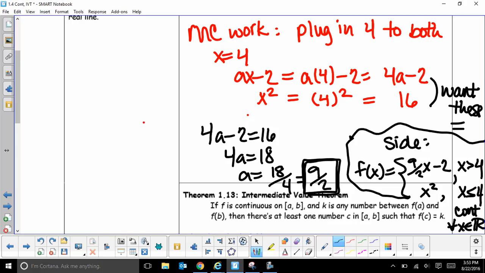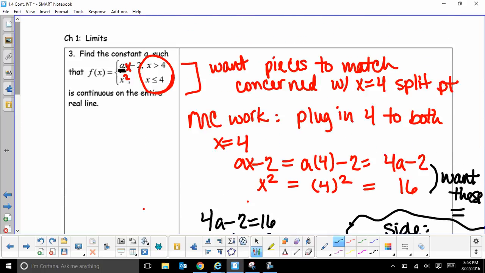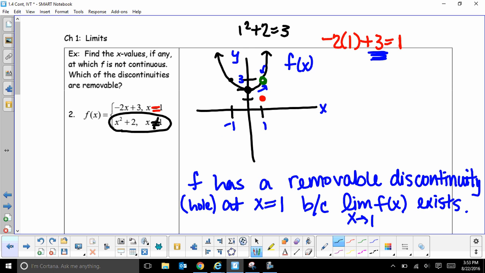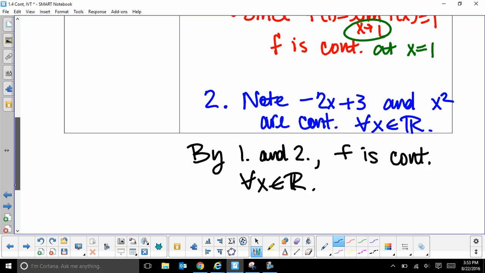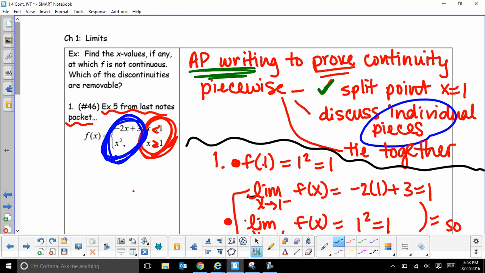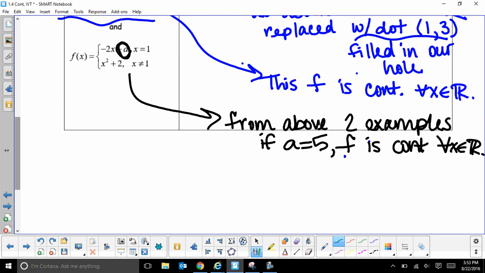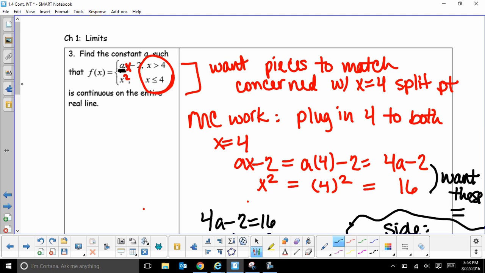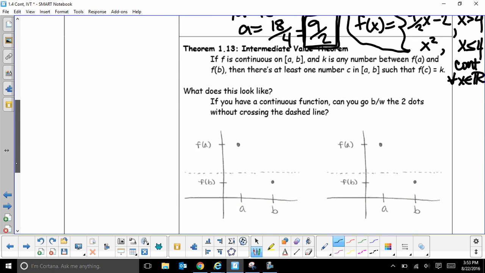So we've seen some examples of what it means to be continuous everywhere if I have a piecewise function, and then we saw an example of AP writing to actually prove continuity everywhere. It just depends on how the question's phrased. If they aren't going to ask you to prove it, then sometimes you can get away with just what you would do for multiple choice work.